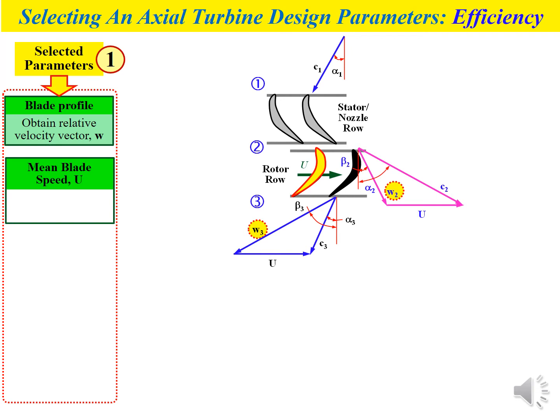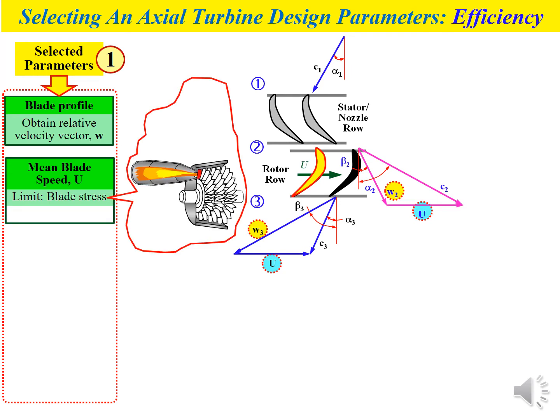Okay, the next parameter that can be selected is the mean blade speed U, where this mean blade speed has a relation with the rotational speed of the rotor. U is shown in the schematic diagram. However, the value of U is limited by the blade stress. If you look at the figures, the figure shows the cross-section drawing of the combustion chamber and also the axial flow turbine. So we have the combustion chamber and also the turbine.